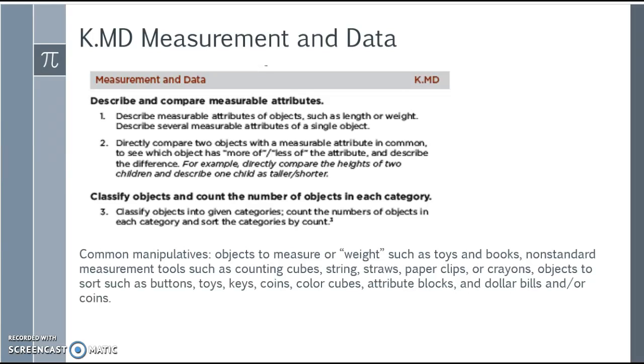They further need to classify objects into given categories, count the number of objects in each category, and sort the categories by count. Some common manipulatives in this section would be objects to measure or weigh, such as toys and books, non-standard measurement tools such as counting cubes, string, straw, paper clips, or crayons, and objects to sort, such as buttons, toys, keys, coins, color cubes, attribute blocks, and dollar bills and or coins. So lots of feeling, touching, handling.